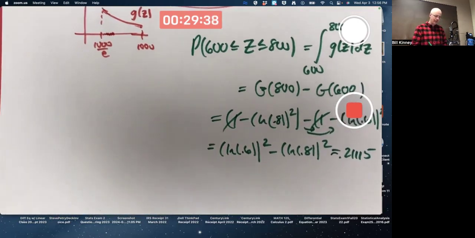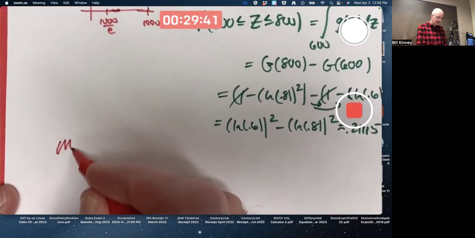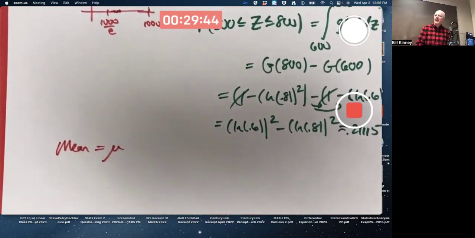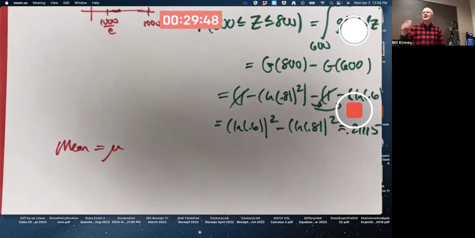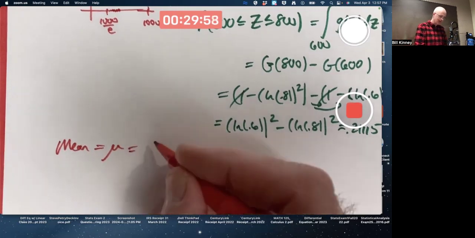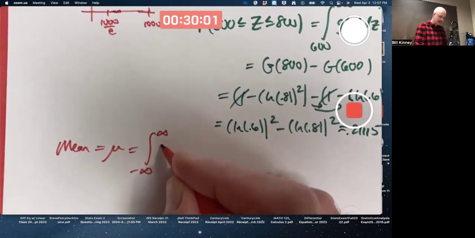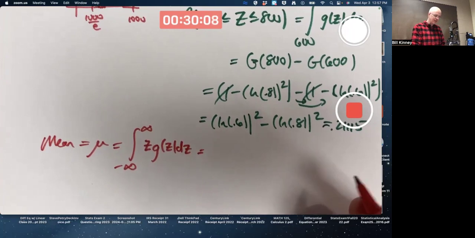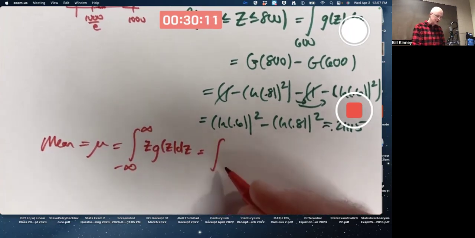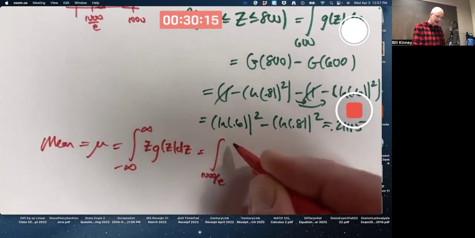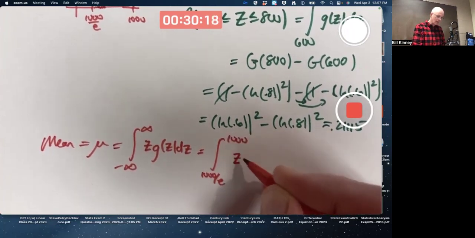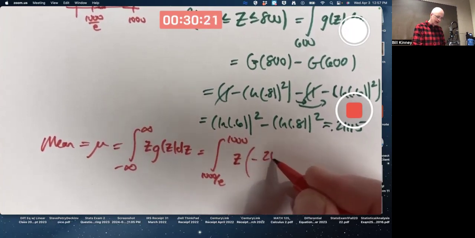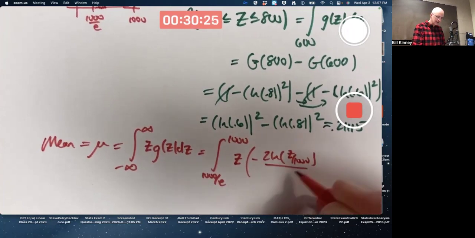For the mean, mu. Mu kind of looks like an M, kind of looks like a U. Mu is the mean. If you've got a mean of data, you call it X bar. If you've got a mean of a distribution, you call it mu. You find it by integrating the variable times the PDF. In general, from minus infinity to infinity, but for our example, that simplifies to 1,000 over e to 1,000, because that's the domain of g, where little g is negative 2 ln of Z over 1,000 divided by Z.